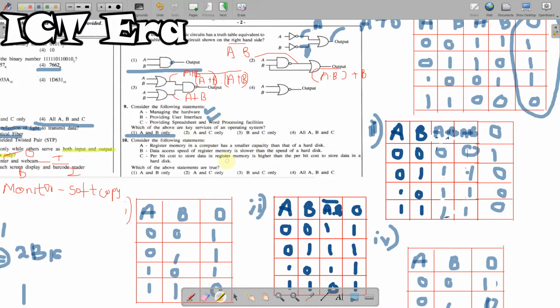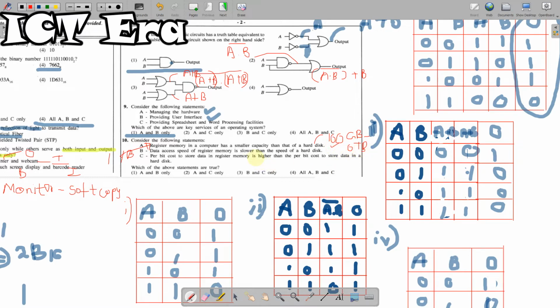Next one, 10th question. Consider the following statements. A, register memory in a computer has a smaller capacity than that of hard disk. Is this one correct? Yes, this one is correct. Register memory has only how much capacity? Only 1 KB, 1 kilobyte. But a hard disk, 100 GB to how much? To 6 terabytes. So this statement is totally correct.